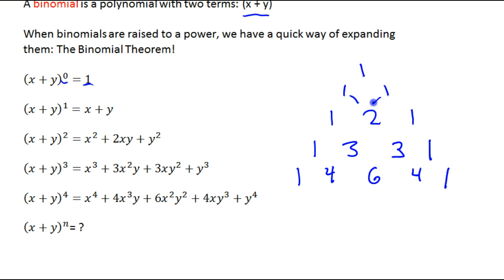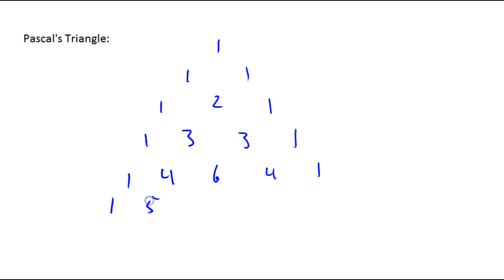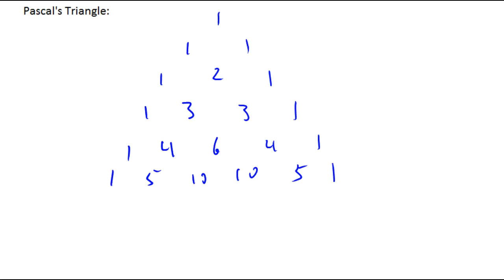Each of these numbers is derived from the two above it added together. So 1 plus 1 gives us 2, 1 plus 2 gives us 3, and so on and so on. 1 plus 3 is 4, 3 plus 3 is 6, and you get the picture, okay? So, if we build Pascal's triangle, 1, 1, 3, 3, 1, 1, 4, 6, 4, 1, 1, 5, 10, 10, 5, 1. We can use that to get the coefficients of a binomial expansion pretty quickly.